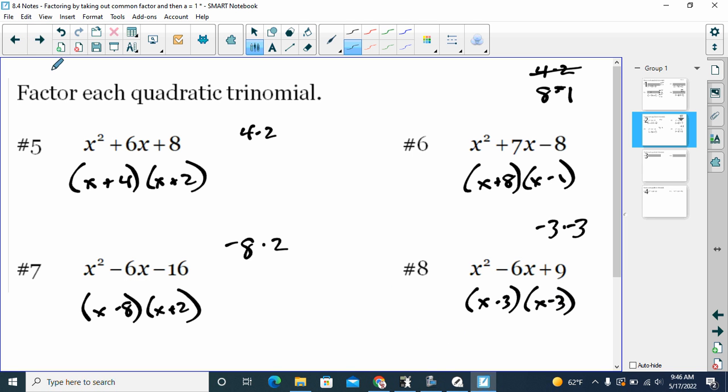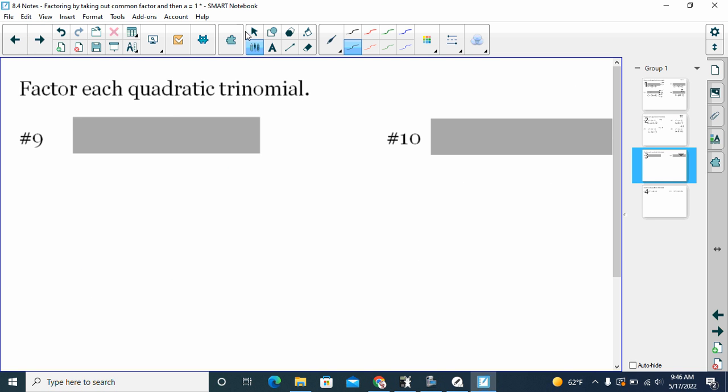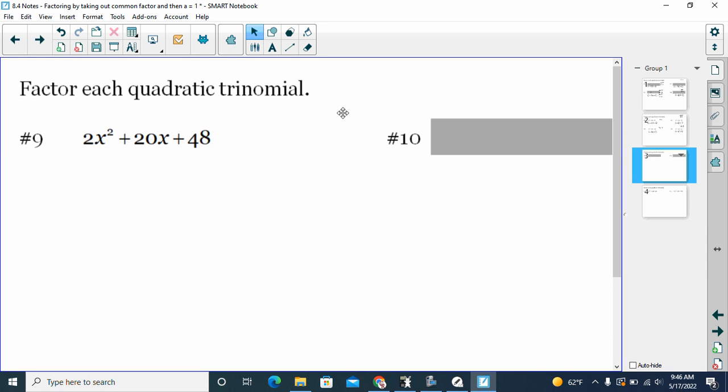We've previously covered how to do problems like numbers 1 through 8 there. Numbers 9 and 10 are new. It asks us to factor each quadratic trinomial. And this one's different because I've got this 2 in front of the x squared. 2x squared plus 20x plus 48.